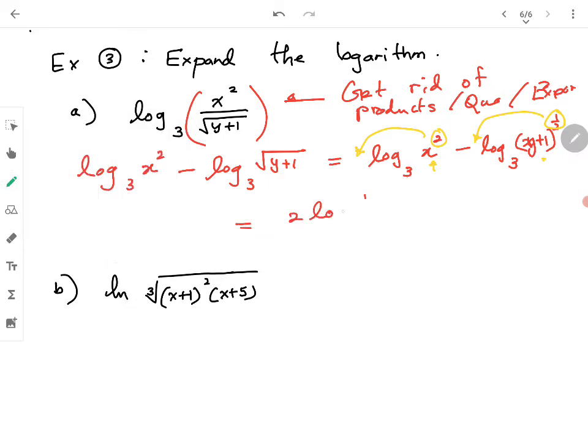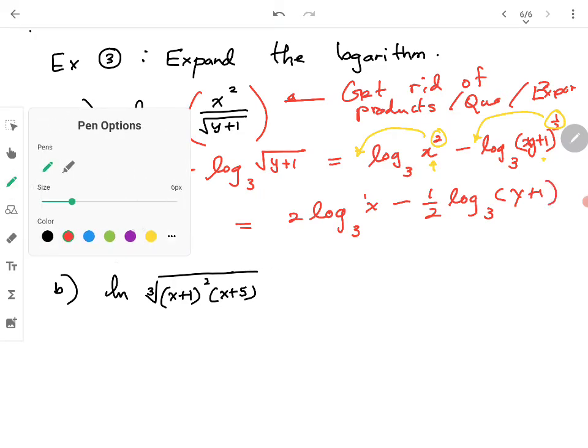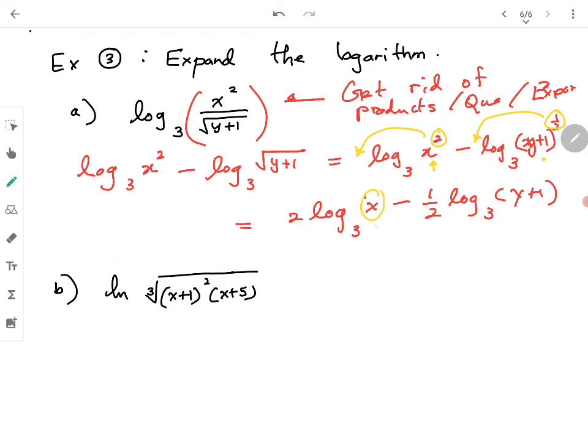So 2 log 3x minus half log 3y plus 1. So now it's done. We expanded it because if you look at the first log term, no products, no quotients or no powers inside. The same thing for the second log term, no products, no quotient or exponent. So we are done. So this is the fully expanded form.